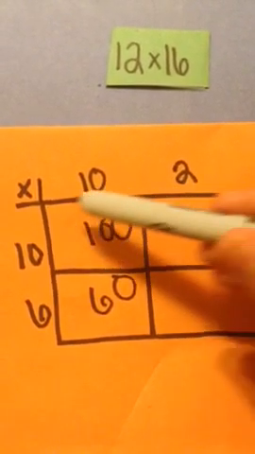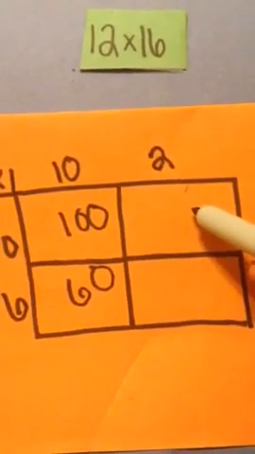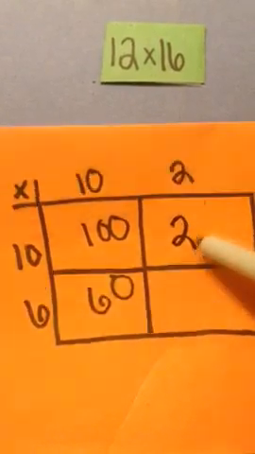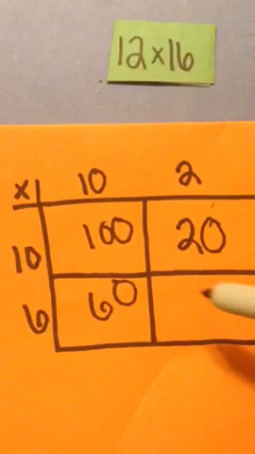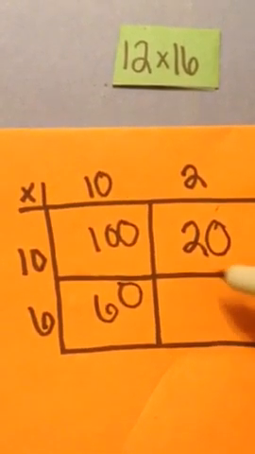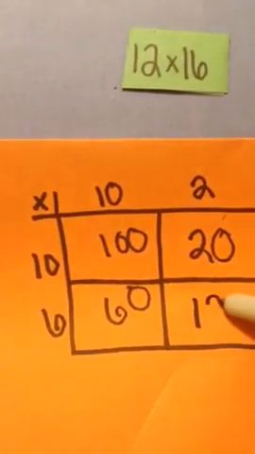So then you'll do 2 times 10 is 20. And then 2 times 6, they'll have to show you that this should go in the last box. It's going to be a 12.